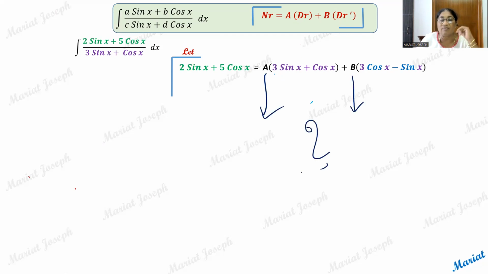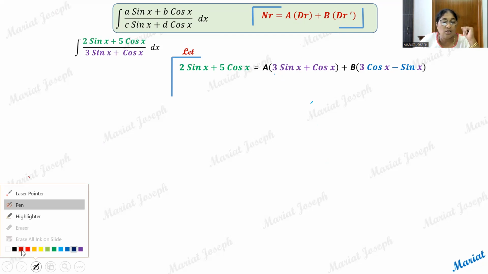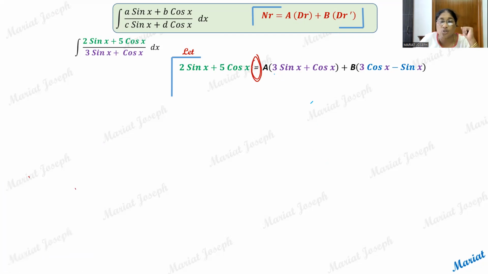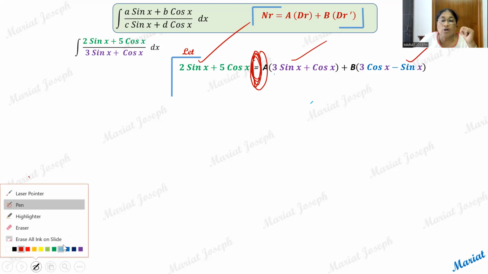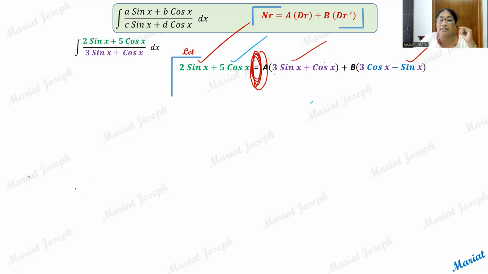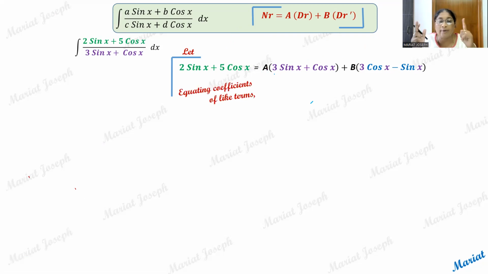We need to get their values. How? We have got a trigonometric equation. For this trigonometric equation to hold, the coefficient of sin x on the left side and the coefficient of sin x on the right side should be equal. Also, the coefficient of cos x on the left side should be equal to the coefficient of cos x on the right side. That means like terms' coefficients should be equal on both sides.